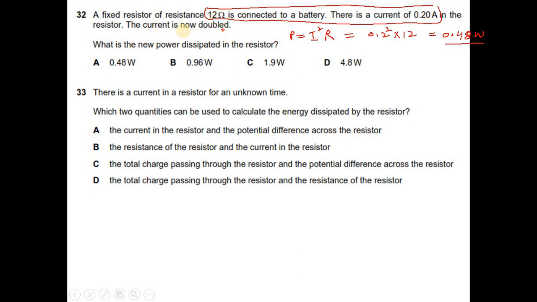Now the current is doubled. If current is doubled, you can say that power is basically directly proportional to I squared. Double means 2 squared, and 2 squared is 4. So power should be 4 times. The new power P dash will be 4 times 0.48. If you multiply 4 by 0.48, it will give you 1.92. That means your option is C.